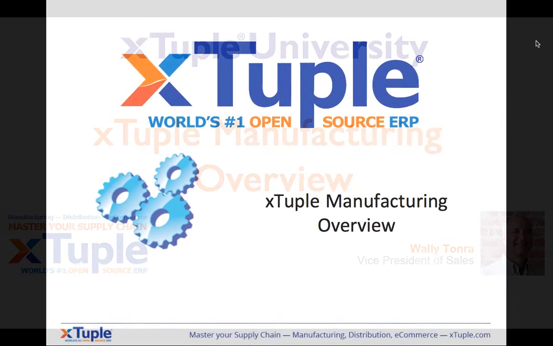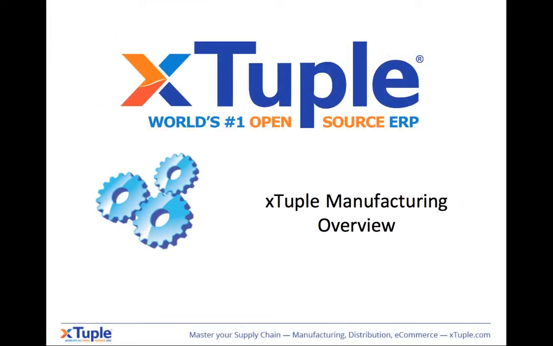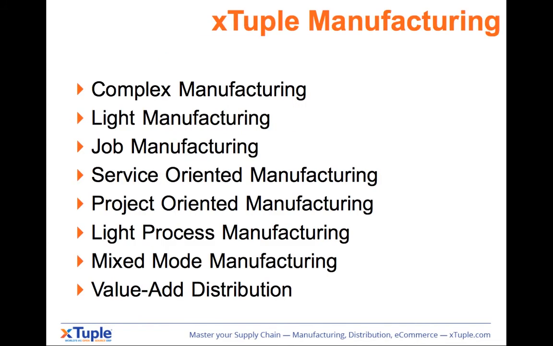In this video, we're going to review the manufacturing functionality found in xTuple ERP. As you can see from the following list here, xTuple can and currently does support a number of different kinds of manufacturing environments, from very complex to light manufacturing, job-oriented manufacturing, service and project-oriented manufacturing, light process manufacturing, even a manufacturing environment that might be appropriate for a distributor who's just trying to capture some costs for some of the value-added services that they're providing for their solution.